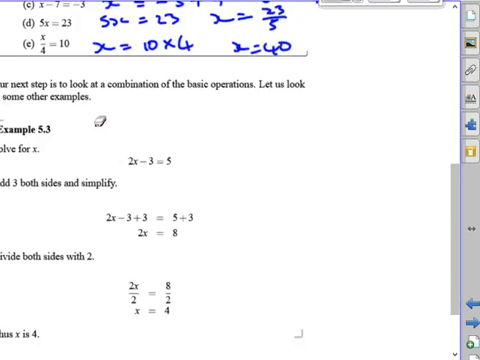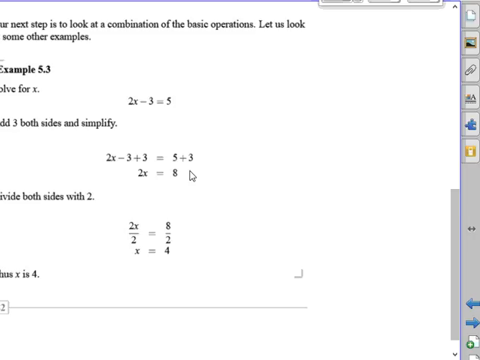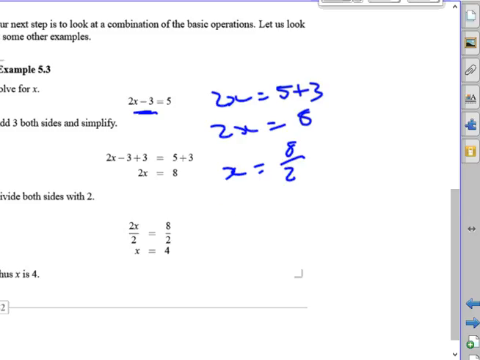In example 5.3, it's exactly the same as what we've been doing, except now they've got timesing and they've got adding and subtracting. So we've got a 2x minus 3. Remember, we're doing the opposite of BODMAS. We're going to first do the minusing or the subtracting, and we're going to say 2x equals 5 plus 3, so 2x equals 8. Then we're going to deal with the fact that the 2 is timesed by the x, and we're going to take that over to the other side and divide. Okay, so you're working backwards with BODMAS.